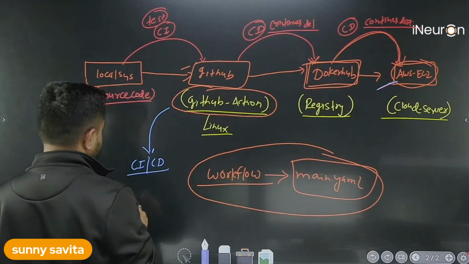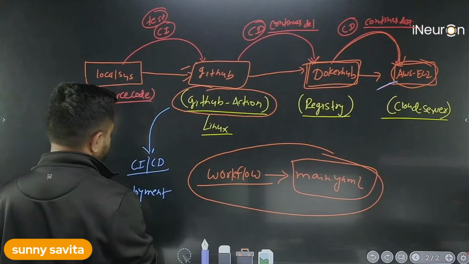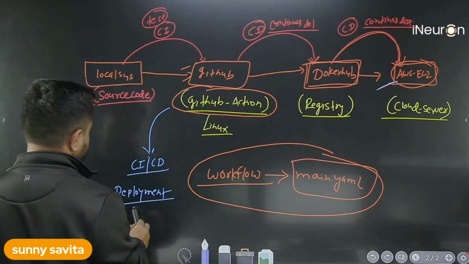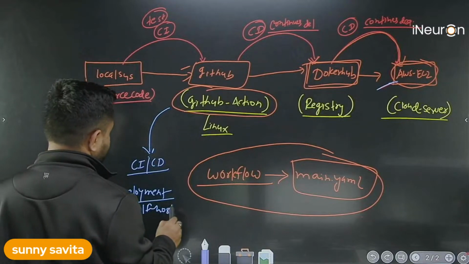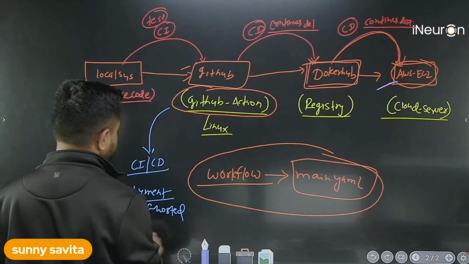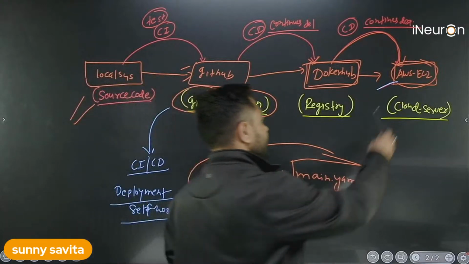So here, in the deployment file itself, we are saying that we are using a self-hosted service. My self-hosted service is nothing but an AWS EC2 only.